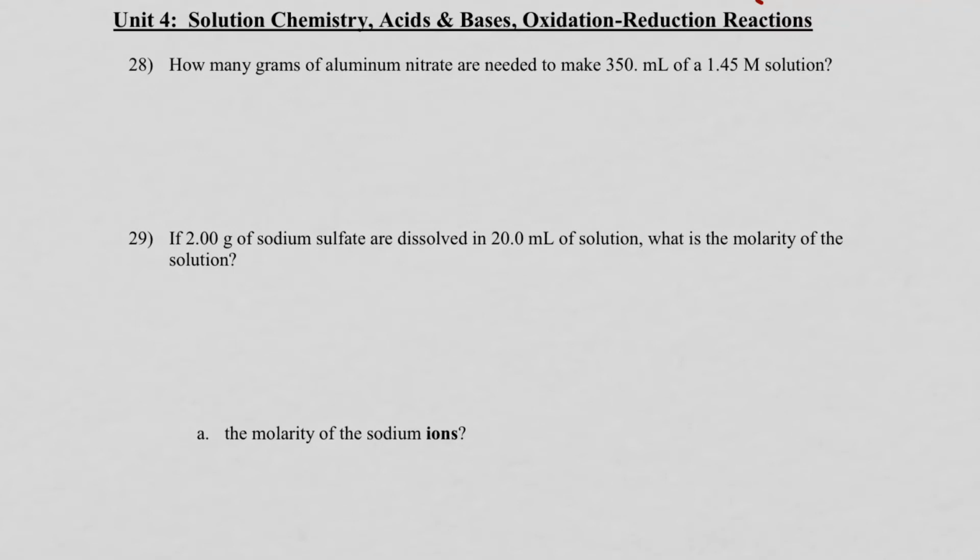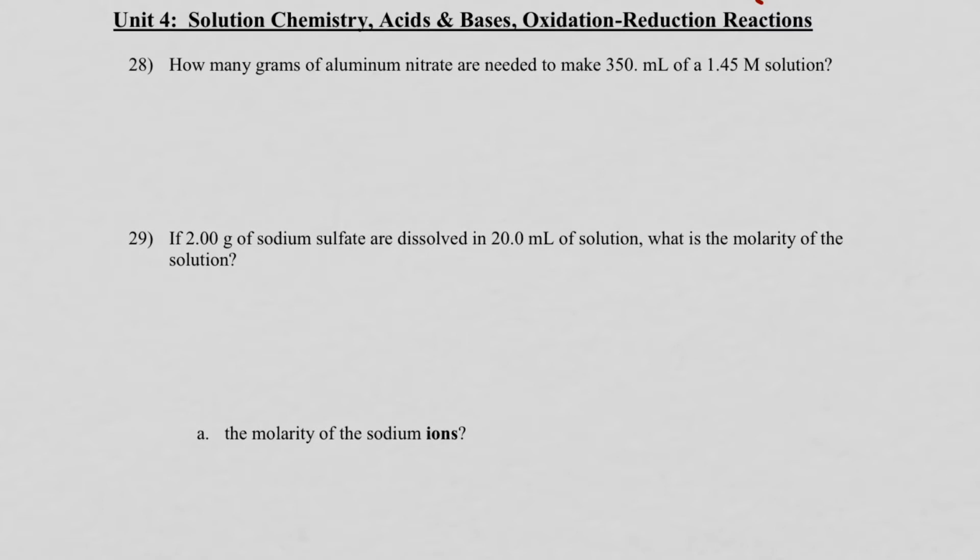Okay, unit number 4, solution chemistry, acids and bases, and oxidation reduction reactions. This unit really breaks apart into those 3 major categories, starting with solution chemistry, which is where we're going to review the ideas of molarity, the solubility rules, predicting products, solubility curves, etc. So let's get started right away with number 28, and it is a problem involving molarity.